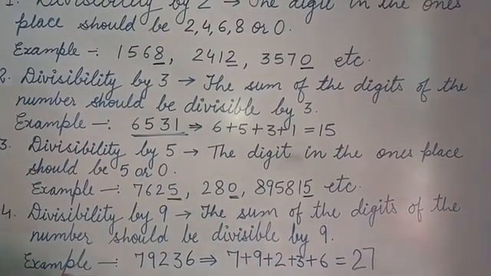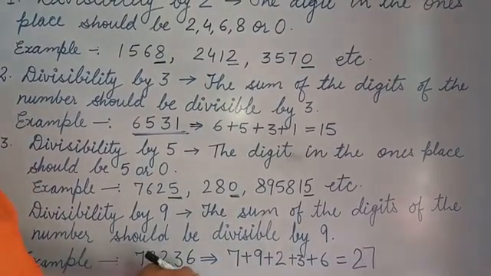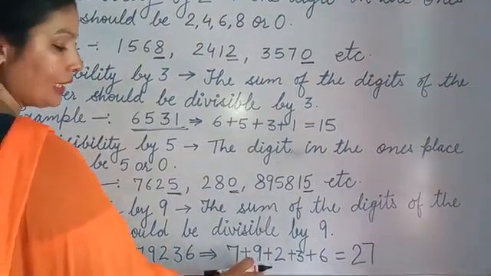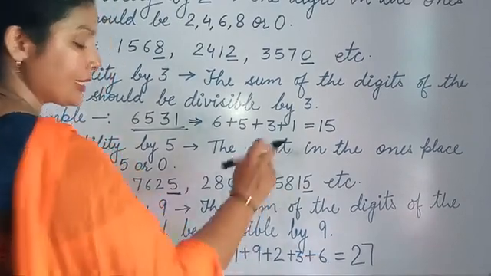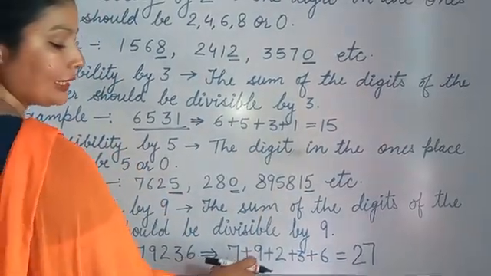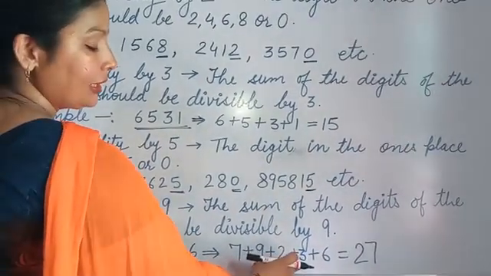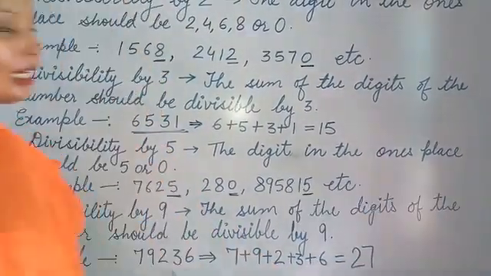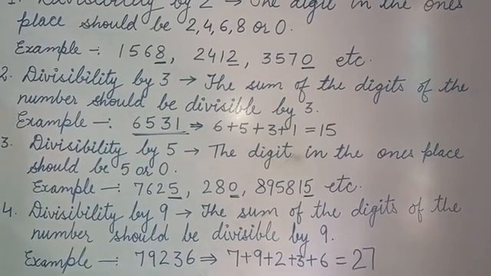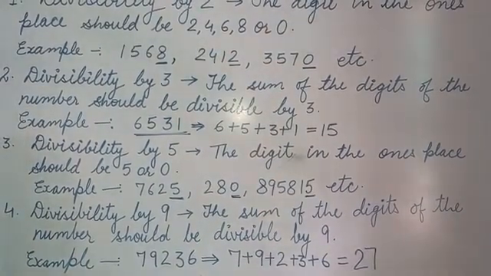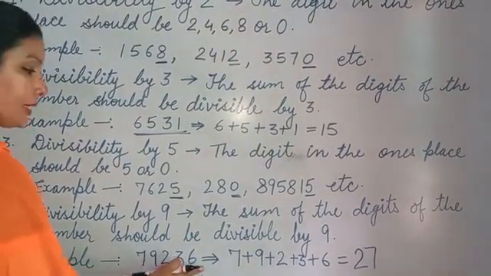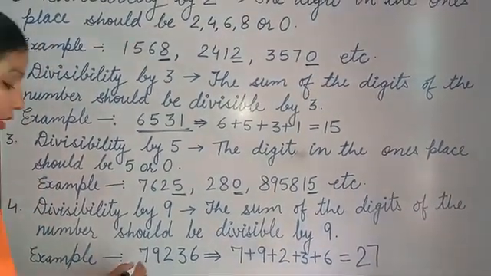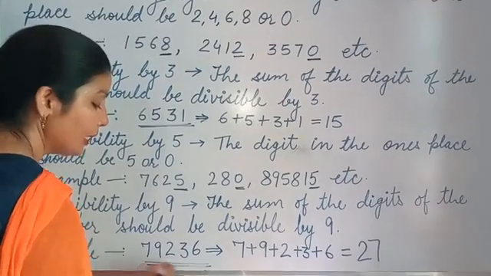For example, 79,236. We add the digits: 7 plus 9 plus 2 plus 3 plus 6. 7 plus 9 is 16, plus 2 is 18, plus 3 is 21, plus 6 is 27. And 27 comes in the 9 table. 9 threes are 27. That means this complete number is also divisible by 9.